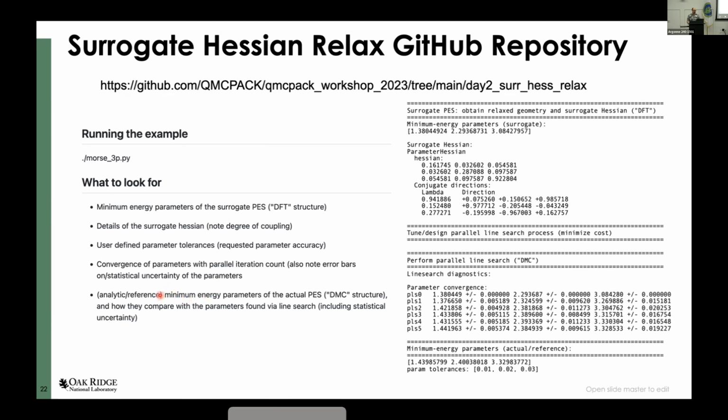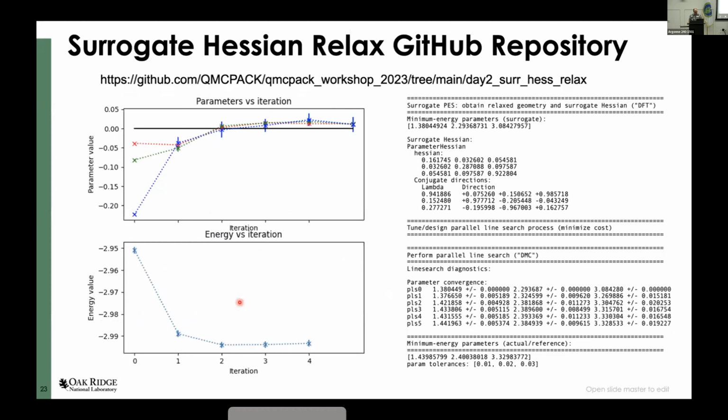And then finally comparing it. In this case, since it's a simple toy system, I can create an analytic exact reference for where you should get. But compare those minimum energy parameters with the DMC structure, paying attention to see whether your tolerances were obeyed, whether the answer stays within the parameter tolerances you asked for, both on the mean and including the statistical error on the mean. If you installed Matplotlib, you'll get a nice plot of the parameter convergence with iteration count and the total energy.